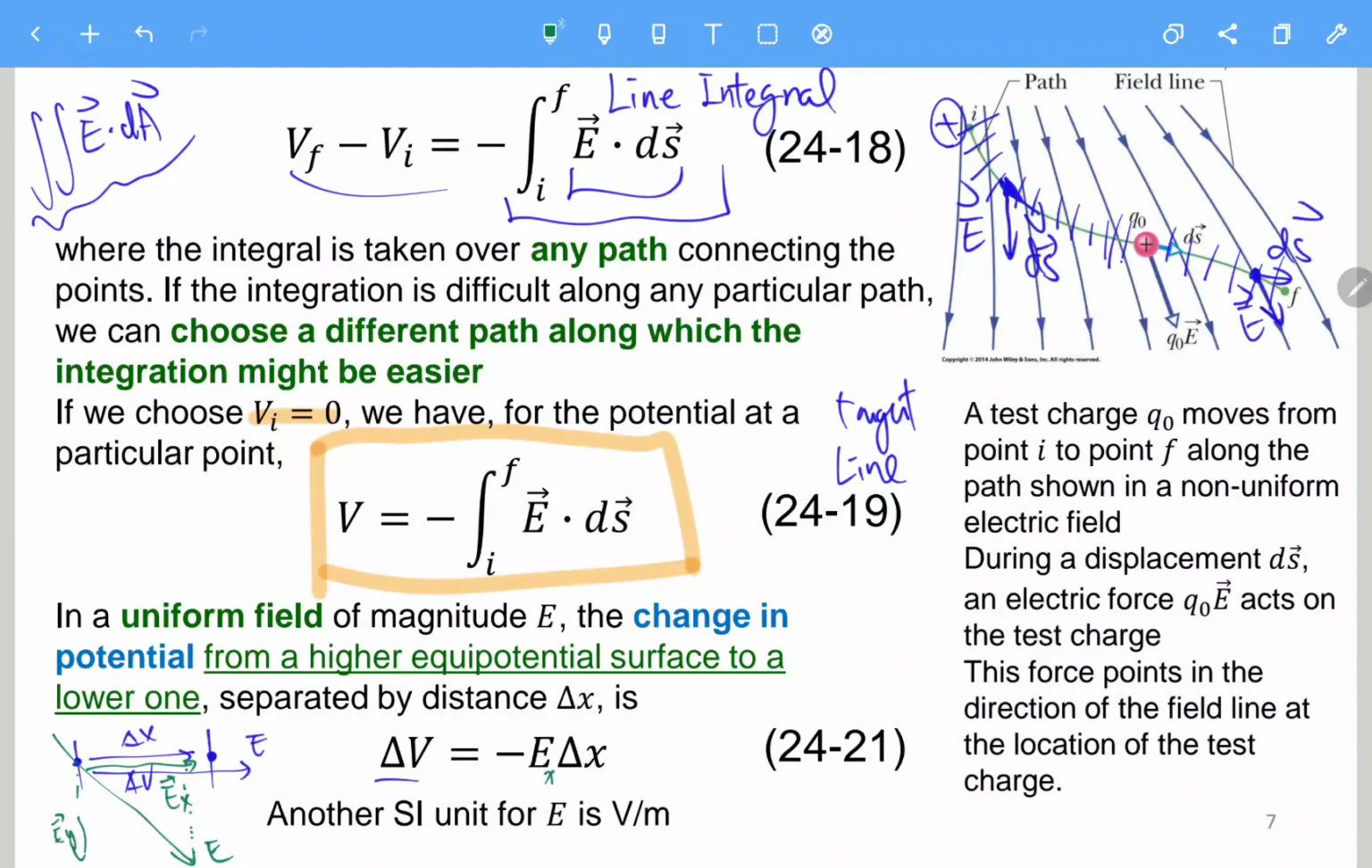in high school physics, and this is the more general form. Here we consider that E might not be uniform, or might have a strange pattern.